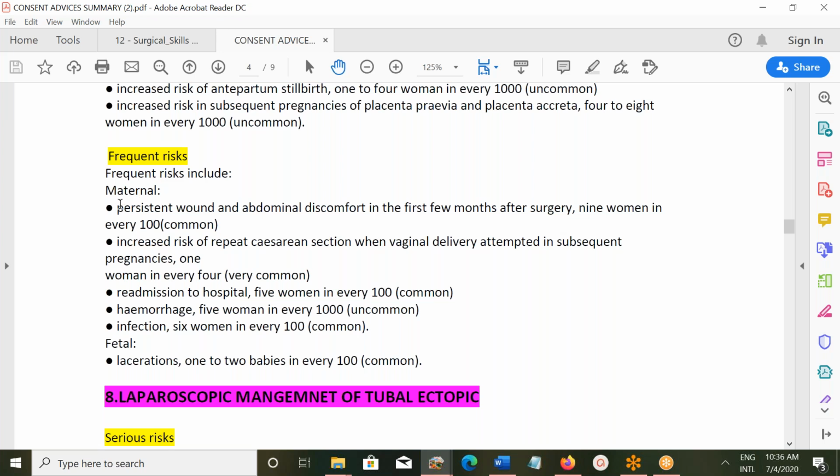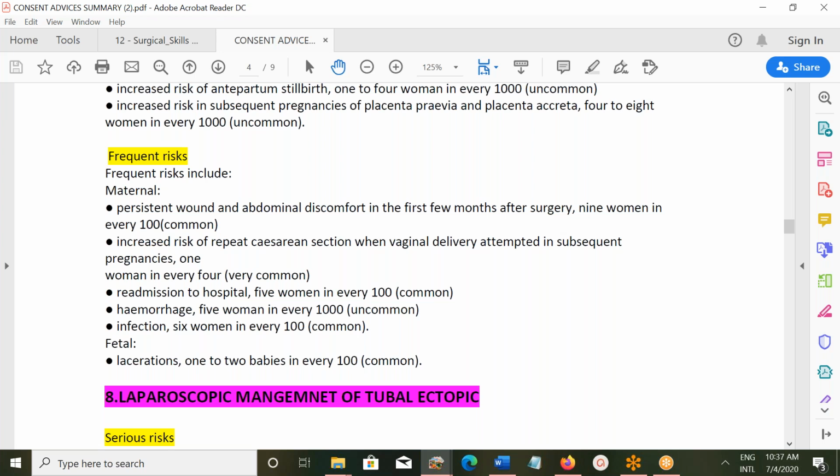Among the maternal issues, persistent wound and abdominal discomfort in the first few months after surgery affects 9 women in every 100. This is common. Increased risk of repeat cesarean section when vaginal delivery is attempted in a subsequent pregnancy is 1 woman in every 4, very common. Readmission to hospital, 5 women in every 100. Hemorrhage, 5 women in every 1,000. Infection, 6 women in every 100.